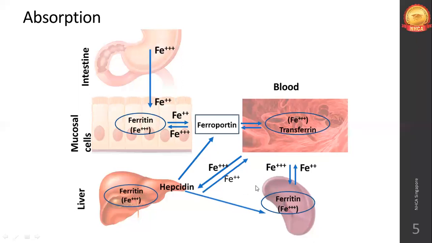Even when they come to the liver or the spleen, free ions are not deposited in the soft cells of the liver or spleen. They will be stored in the ferritin part of the liver and the spleen. Is it clear to all regarding the absorption? Heme iron is absorbed more than 25% as compared to non-heme iron.